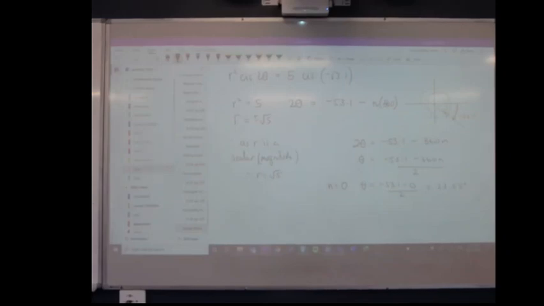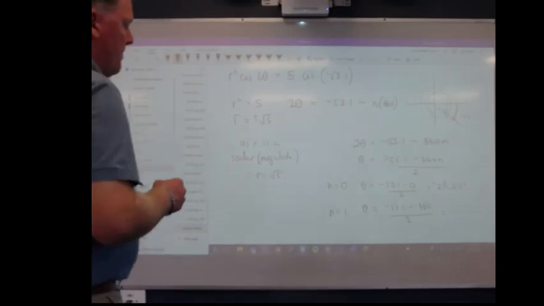Okay? What about n equals 1? Theta is going to be minus 53.1 minus 360 times 1, which is 360, over 2 equals. Whoop, that should be a negative sign. Apologies for that. Drop the negative sign out. What is it? 26.55. Good to see. Is it 26.55? Yeah. Yep, beautiful. Okay, thanks for the correction. Okay, what will the next one be?